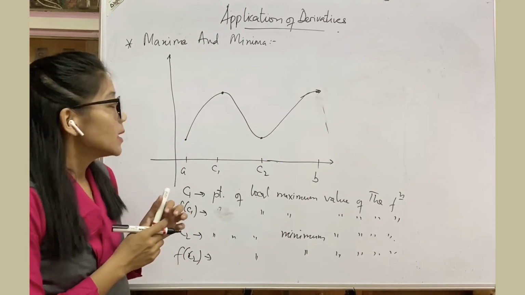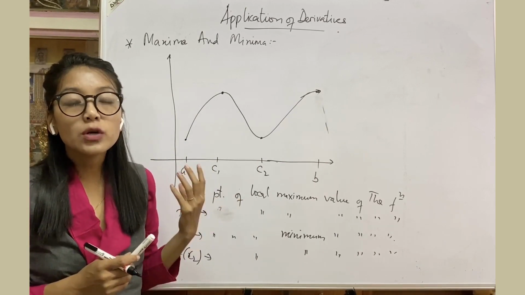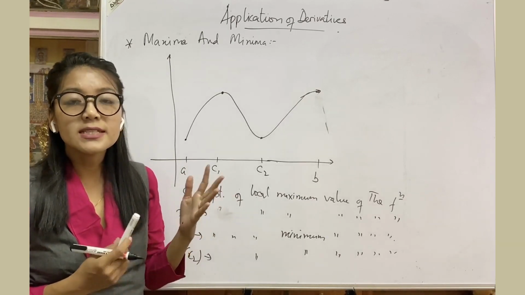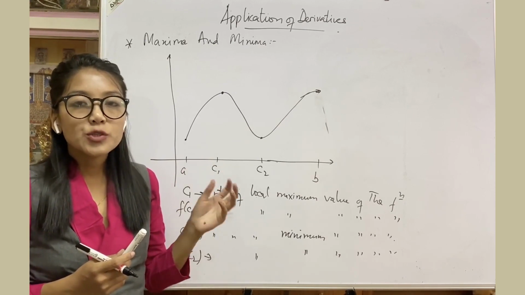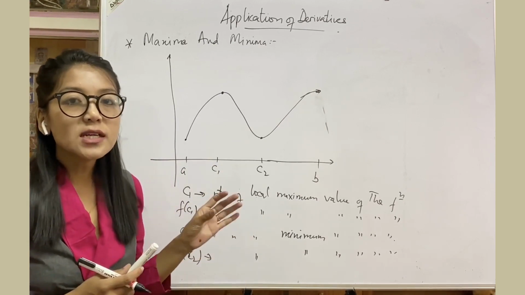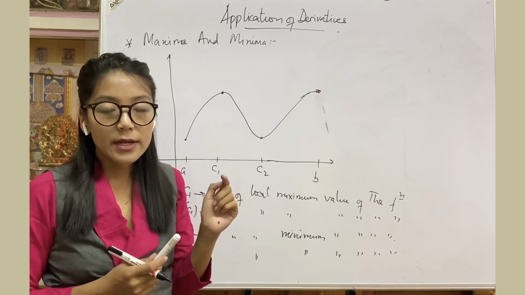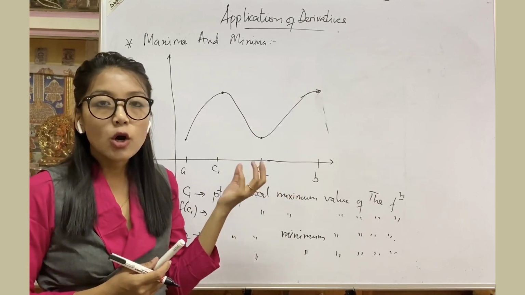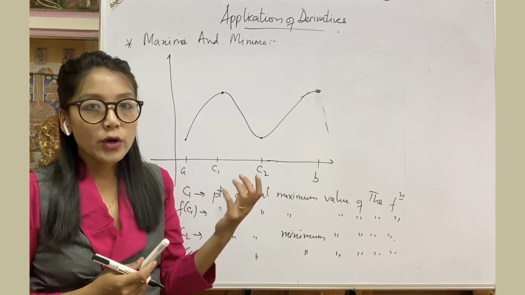The next thing: the point of local maxima and the point of local minima is always a critical point. In the previous topic on increasing and decreasing functions, we discussed what we mean by a critical point. A critical point is a point at which the function is changing its behavior. So if you remember, when I say that it is a point of local maxima or local minima, that point is always a critical point.